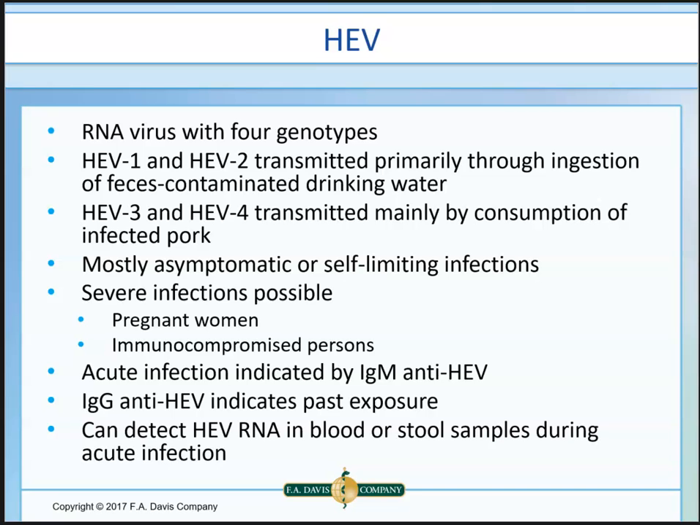So we can look for antibodies, or you can actually detect the virus itself in the blood or the stool during an acute infection. Usually what they do is an EIA, because EIA tests detect antibodies to all 4 of the different genotypes out there. There is an HEV vaccine that's out there.